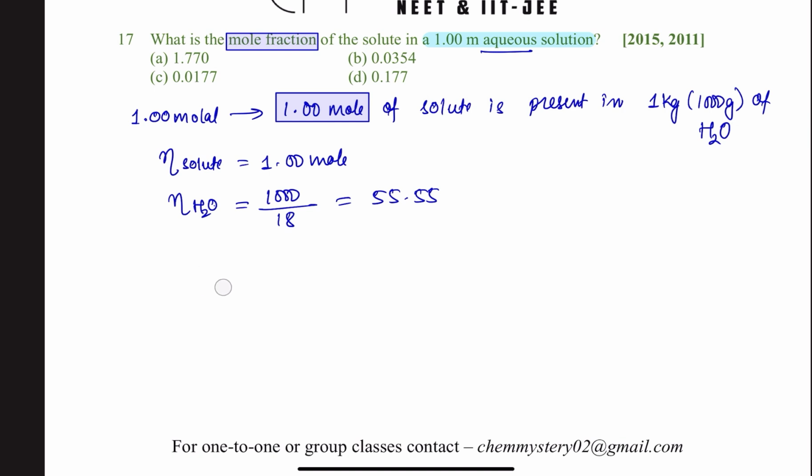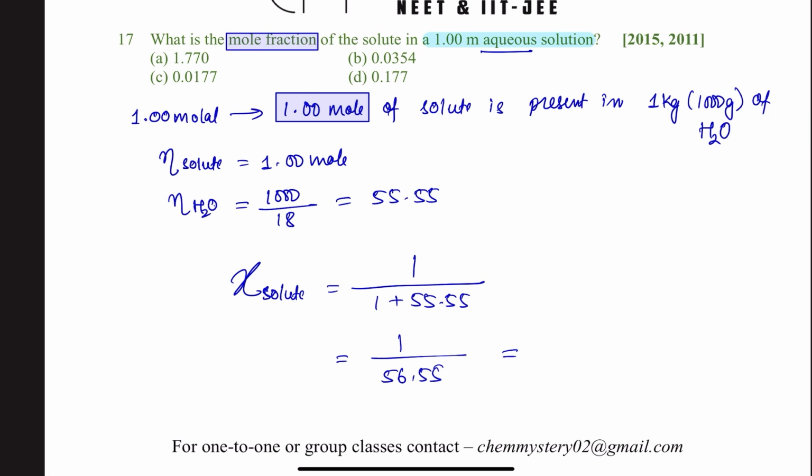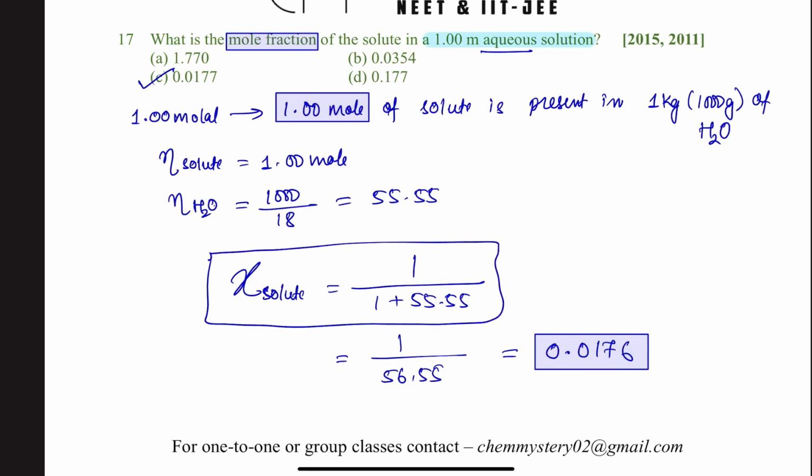Mole fraction of the solute, that is chi, is equal to 1 divided by 1 plus 55.55. So 1 divided by 56.55. This is the mole fraction. This comes out as 0.0176. What is the option? The option is C, 0.0177. So mole fraction of solute is nothing but mole of the solute divided by the total mole, that is mole of solute plus mole of the solvent. Done.